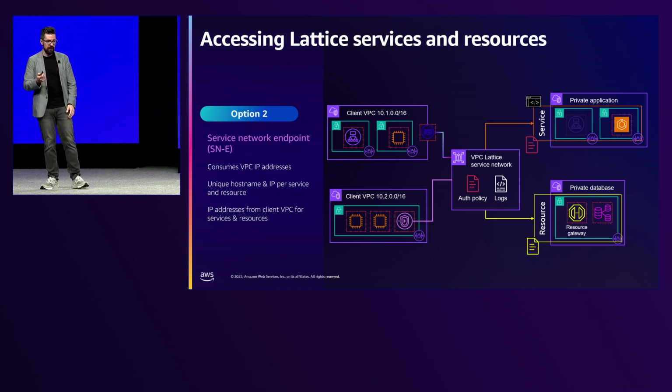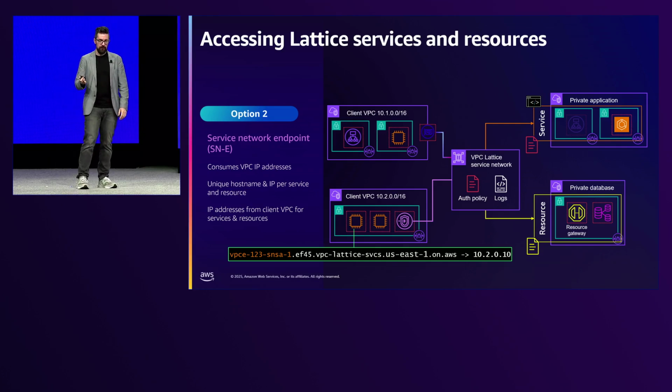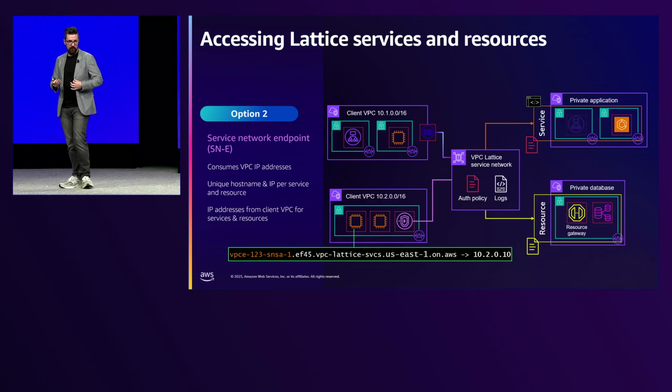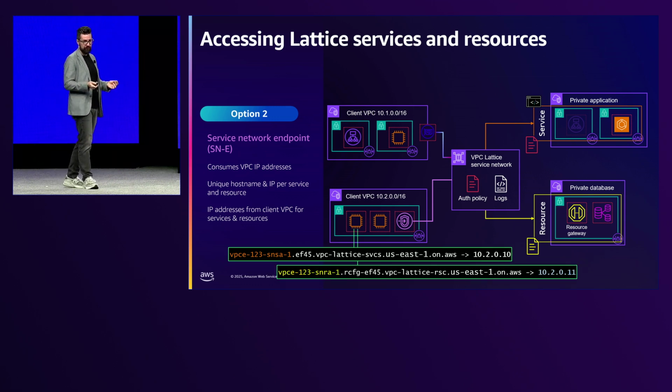So if I do have this in client VPC at the bottom there, that CIDR block is 10.2. So when I go to resolve my DNS, excuse me, for the service, I'll see it comes to an address from that VPC, and same for that resource as well.